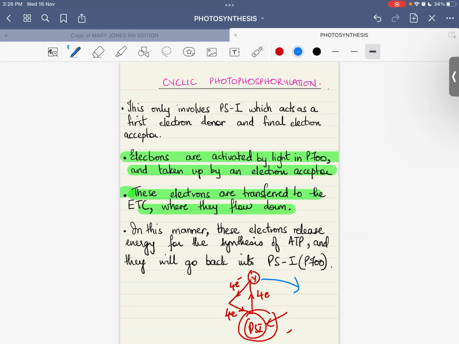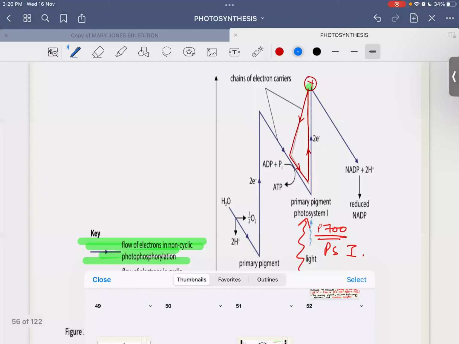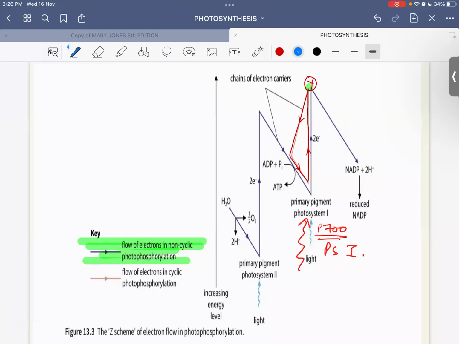You get it? Yeah. So what about if I ask you in non-cyclic? अब इस diagram को देखो और मुझे बताओ कि who's the first electron donor in non-cyclic? Who's the electron donor in non-cyclic? So that has to start off with first electron donor, photosystem 2. ठीक है. And final electron acceptor in non-cyclic.